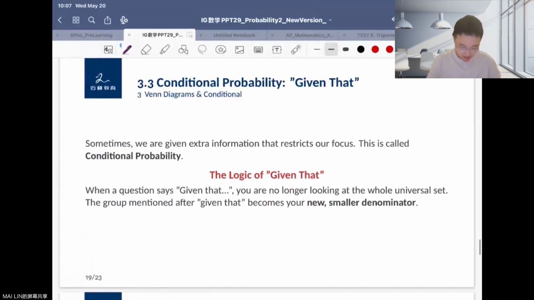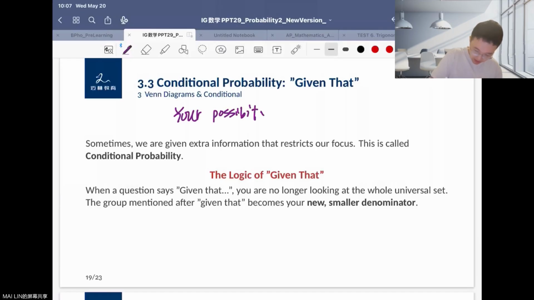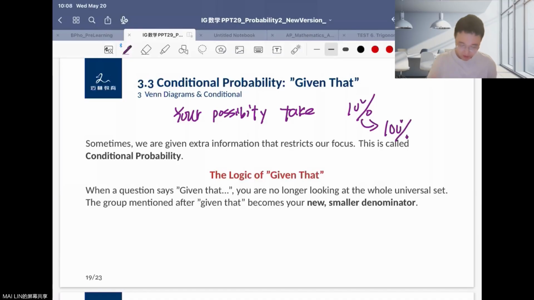We also have conditional probability, like given that. When the question says given that, you're no longer looking at the universal set. For example, your probability of taking an umbrella with you may be 10%, but your probability of taking an umbrella given that it is raining transfers from 10% to 100%. That is conditional probability.